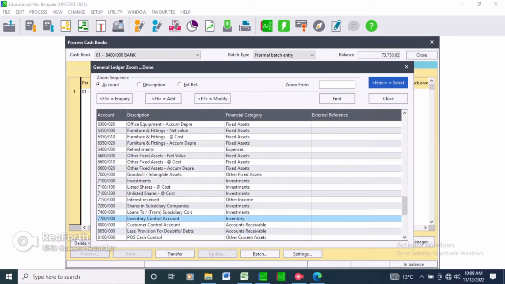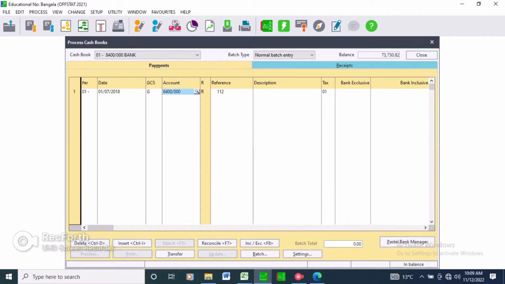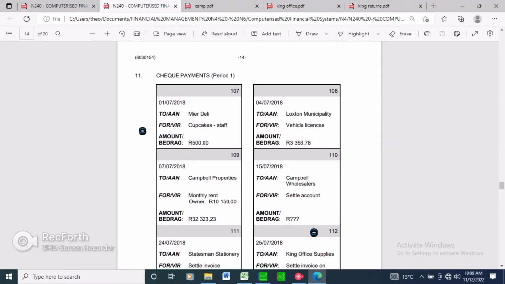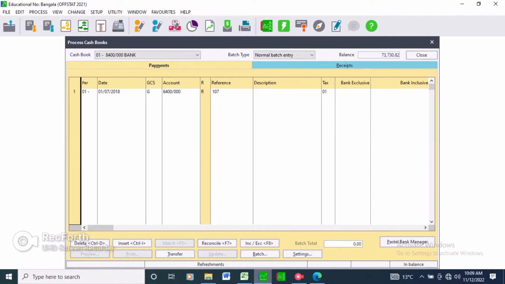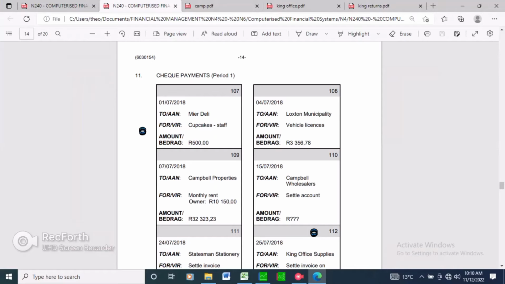Okay, let's go check for the reference. The reference is 107, and I press tab. Here you can write what, cupcakes for staff, guys. Still fine, staff. Or you can write meet daily, guys. Still the same thing, it's fine. Then the check amount is 500, guys.